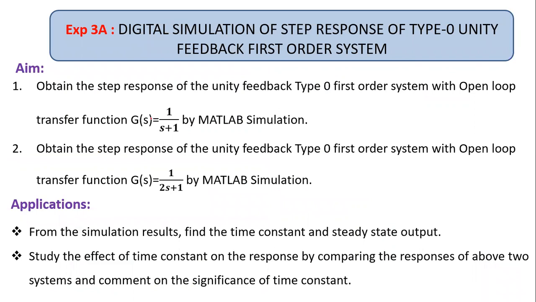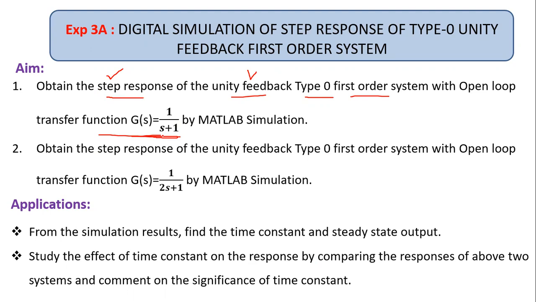If we observe the aim, obtain a step response of a unity feedback type 0 first order system with an open loop transfer function of G(s) = 1/(s+1) by MATLAB simulation. That means here we are having the open loop transfer function G(s). For this open loop transfer function, we are giving the unity feedback. Then we are getting the closed loop transfer function. For that closed loop transfer function, we are giving a step signal as an input, and we need to identify the output response. That only we call it as a step response.